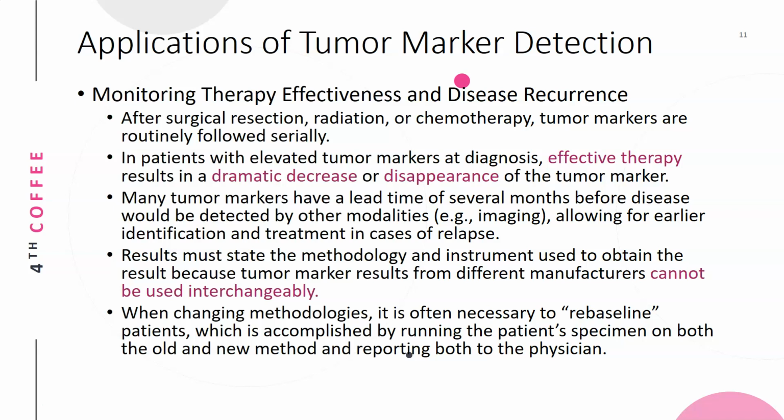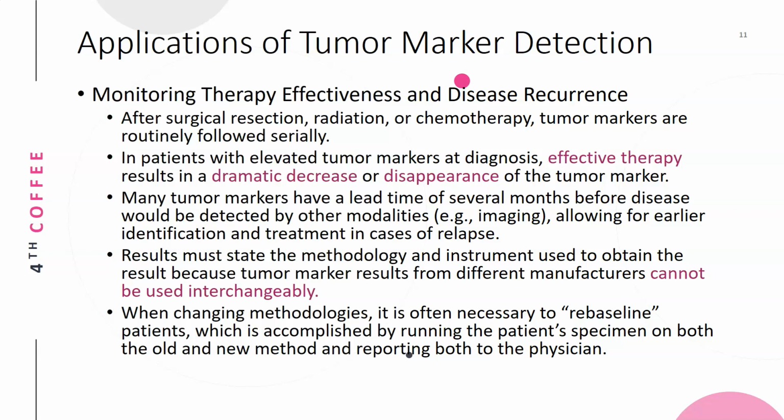Many tumor markers have a lead time of several months before the disease will be detected by other modalities, such as imaging, like CTs and X-rays, which allows for an earlier identification and treatment in cases of relapse. The results have to state the methodology and the instrument used, because tumor marker results will vary from different manufacturers and cannot be used interchangeably. This is especially important if a patient's going from one facility to another.